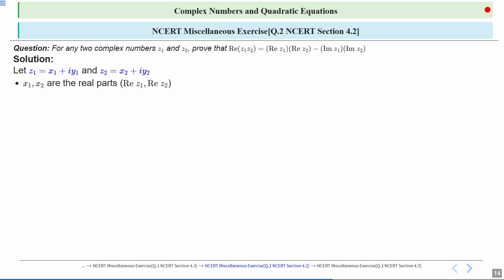Now let's clarify what x1 and x2 represent. Okay, x1 is the real part of Z1 and x2 is the real part of Z2. So whenever you see x1 or x2 in our equations, remember they stand for the real components of our complex number. Similarly, y1 and y2 are the imaginary parts of Z1 and Z2. That means y1 is the imaginary part of Z1 and y2 is the imaginary part of Z2.